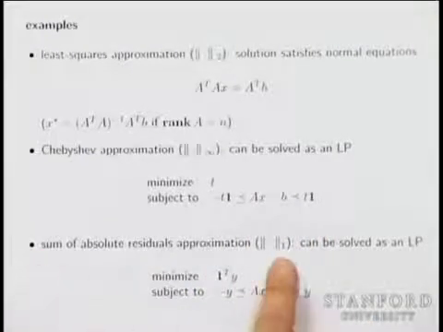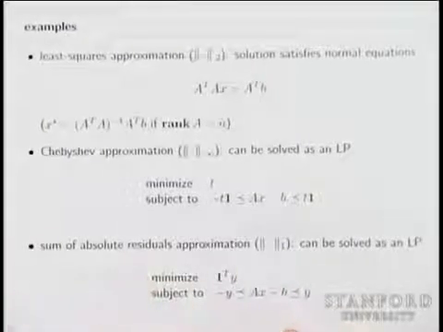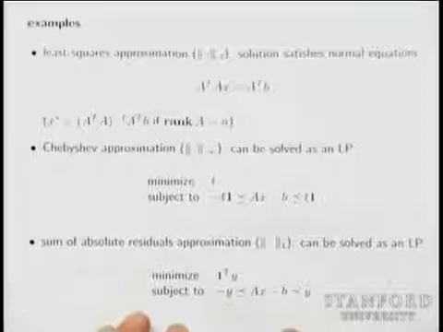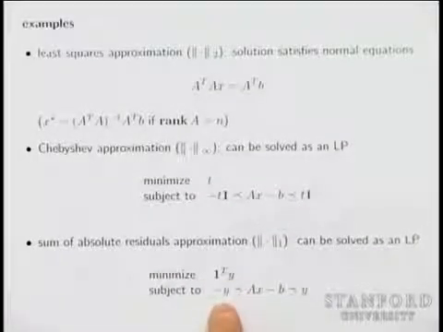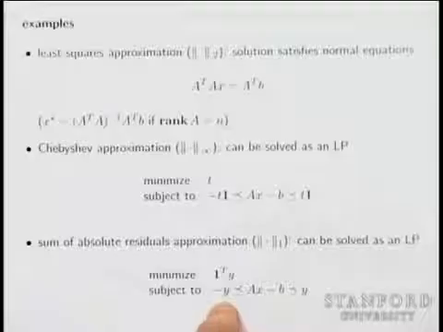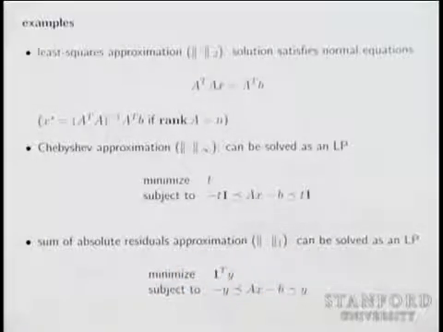Another possible norm at the other extreme would be the one norm. In the one norm, you minimize the sum of the absolute residuals approximation, and that can be solved again as an LP. Here, you introduce a full set of m separate new variables, and you solve this linear program.